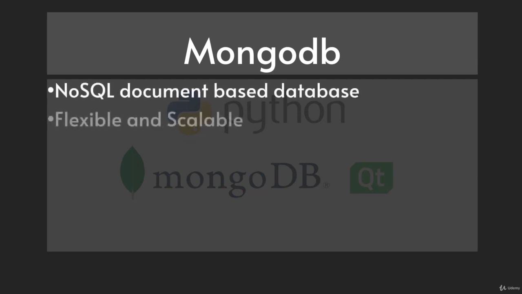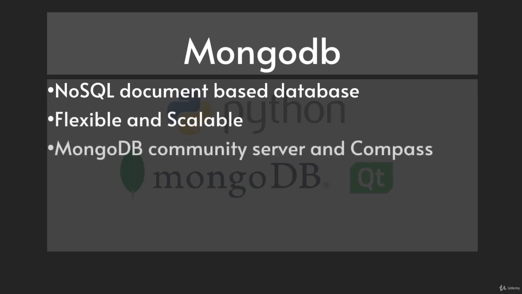So first thing we're going to do is install MongoDB Community Server and MongoDB Compass. MongoDB Community Server is basically the thing that you install on your computer, and MongoDB Compass is going to let you have a graphical user interface to work with your data.